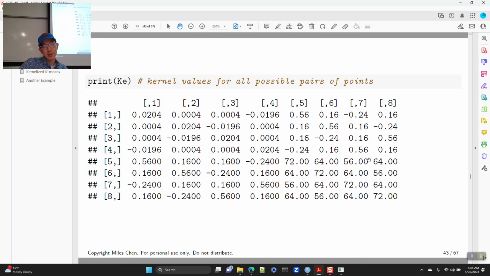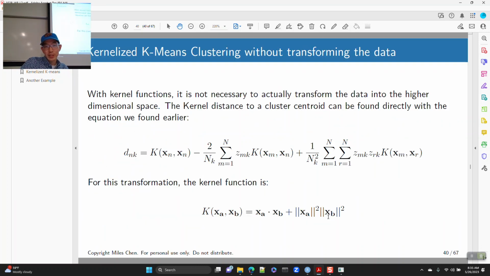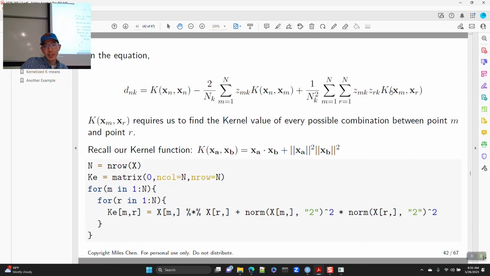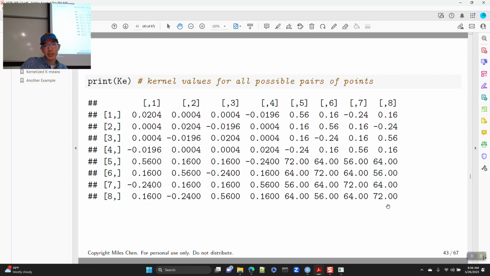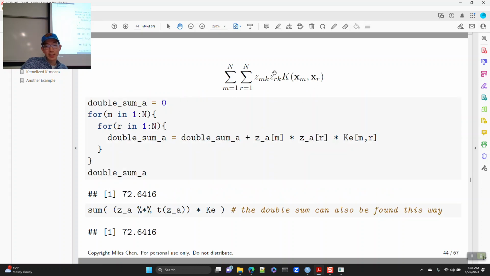So this is just a big matrix of what the kernel function is if I apply it for 1 through n in m and 1 through n in r. We have 8 points, and it calculates the kernel values for all possible pairs of points, and this will help us calculate this. So I've got all of these nested loops just to show that we've got the double sum. And so I could do the double sum of za times zm times zr times the kernel function.